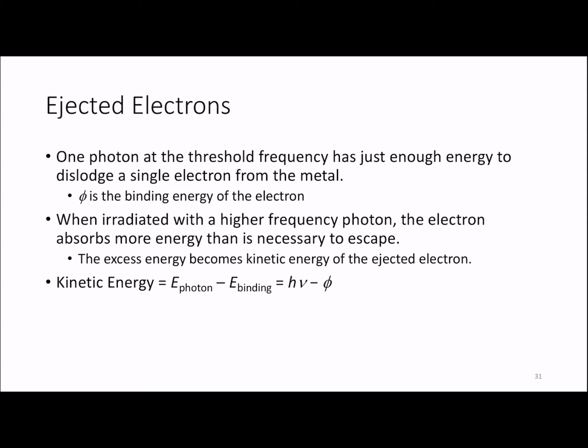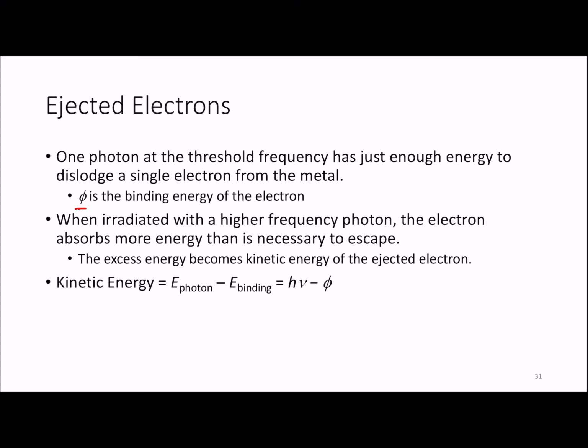Okay, so a photon at the threshold frequency will have just enough energy to dislodge a single electron from the metal. And we use the Greek symbol phi here. This is the binding energy of the electron, so how much energy you need to eject the electron.